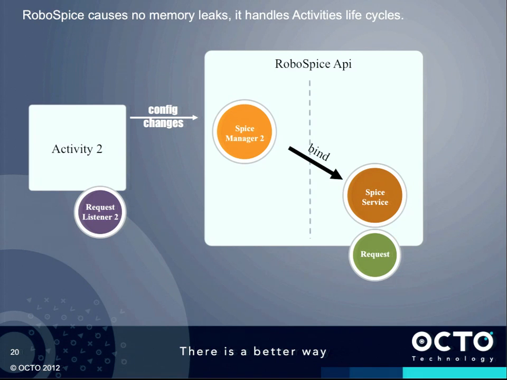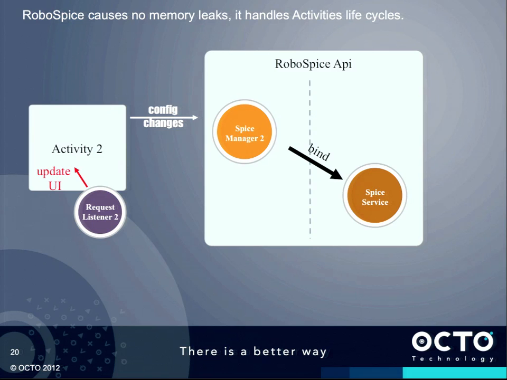So now when activity 2 becomes alive, this is the recreated activity after the configuration change. It creates a new request listener, a new Spice Manager, but it gets bound to the Spice service that already exists. So then it can continue the operation, basically, that was started by the other activity. It processes the data, notifies the request listeners, and the activity gets the updates to the UI it needs. And it does all of this transparently.